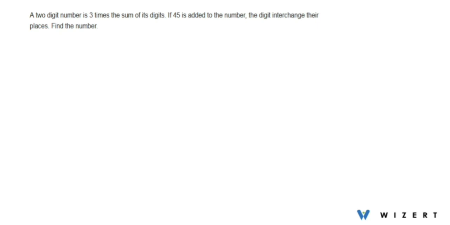A two-digit number is 3 times the sum of its digits. If 45 is added to the number, the digits interchange their places. Then we have to find the number.